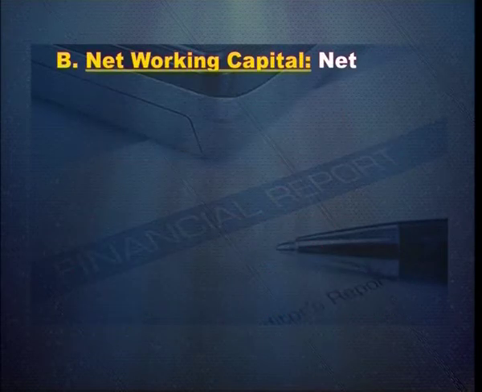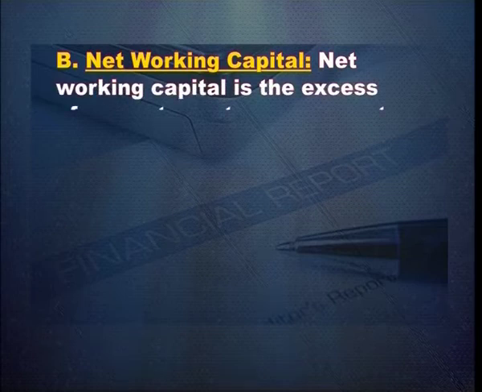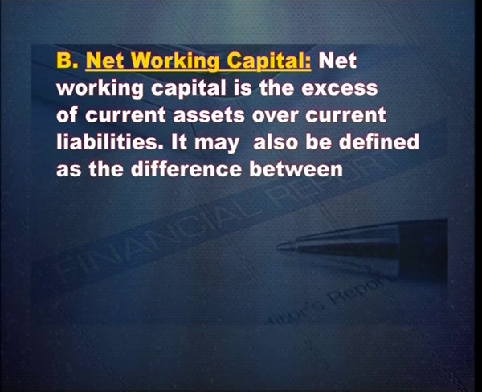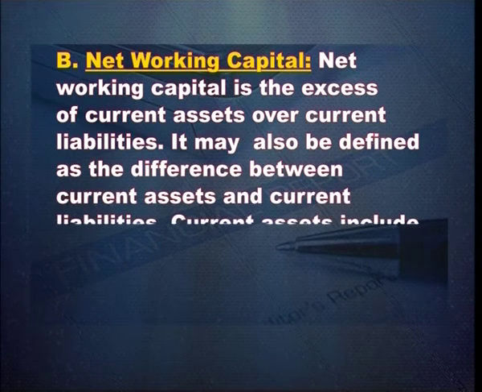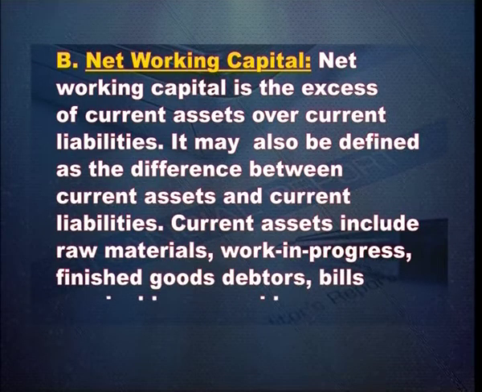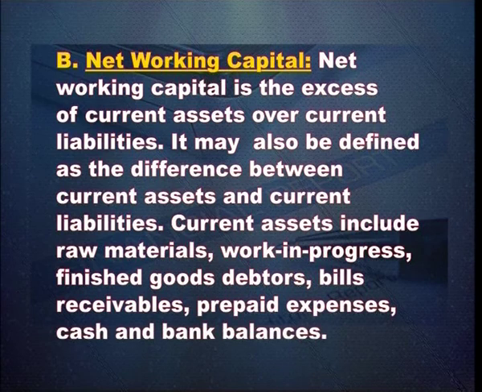B, net working capital. Net working capital is the excess of current assets over current liabilities. It may also be defined as the difference between current assets and current liabilities. Current assets include raw materials, work in progress, finished goods, debtors, bills receivables, prepaid expenses, cash and bank balances. Current liabilities are those claims of outsiders which are to be paid within a period of 1 year. It includes bills payable, sundry creditors, accrued or outstanding expenses, bank overdraft and so on.